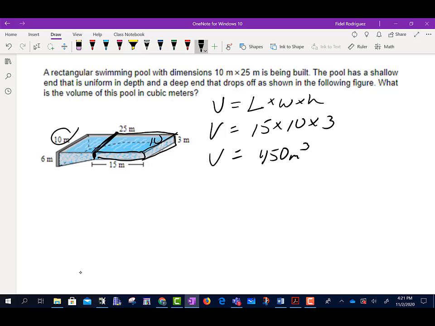Now I need to find the volume of this piece here. So the way I'm going to find the volume, I'm going to find the area of that trapezoid. I'm going to show you how to do it. I'm going to find the area of the trapezoid, and then we're going to multiply it by the depth. So you kind of have an idea, or the length, whatever. Let me call it the length.